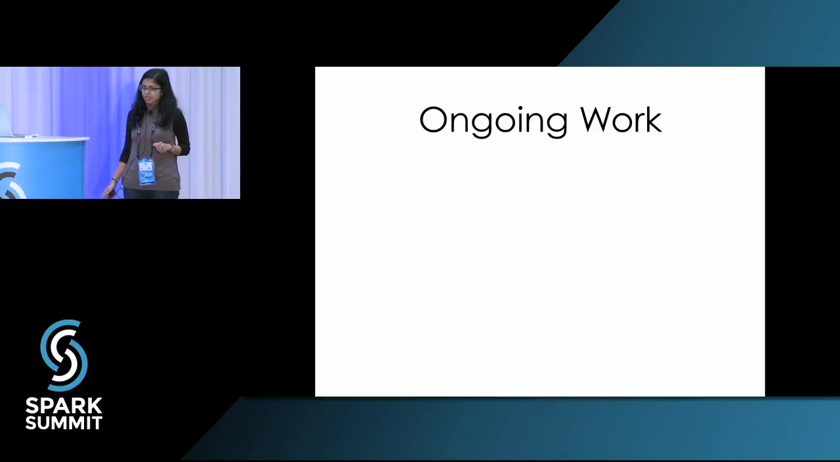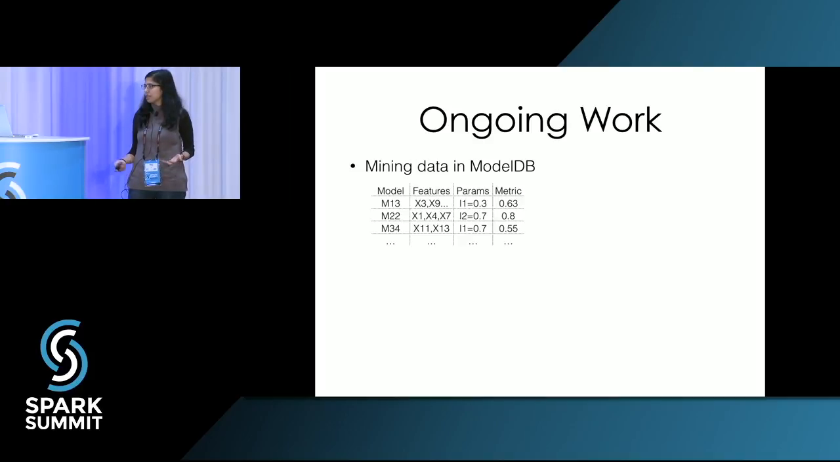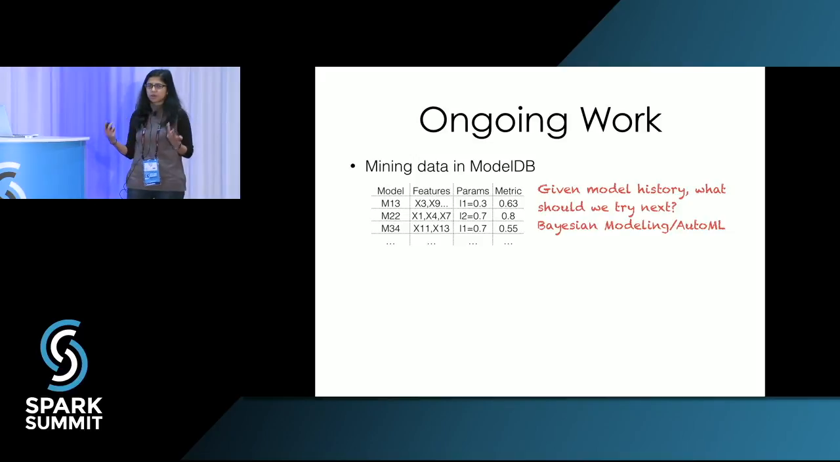There are two other directions that are interesting once we have ModelDB in place. The first one is mining data in ModelDB. We have all this data that says a particular model has these features, parameters, metrics. We really should be able to learn from that. We should be able to say that these features work, these parameters work. So given the model history, can we suggest things that a data scientist might want to try? And this goes into Bayesian modeling or AutoML and those sorts of techniques. There's actually a lot of promise in being able to do this.